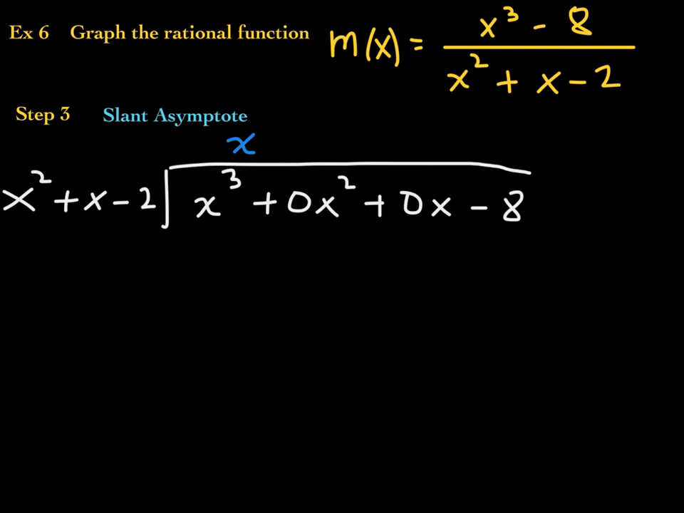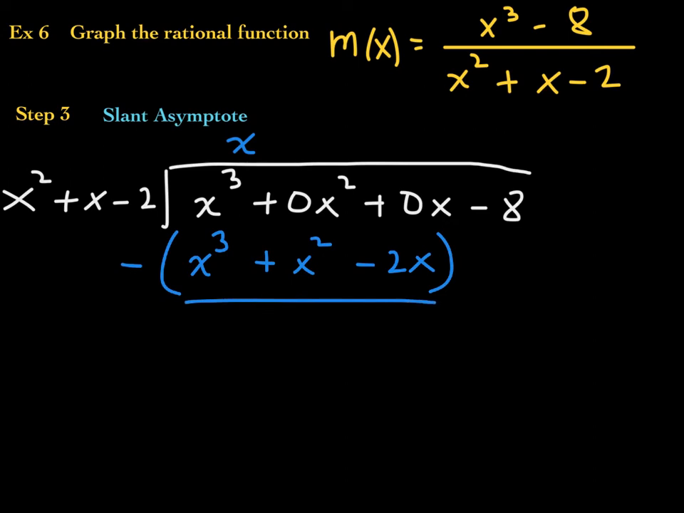Now it's time to multiply all of my divisor by x, okay? So let's do that. You'll get x squared times x, which is x cubed, x times x, which is x squared, negative 2 times x, which is negative 2x. Now we're going to subtract, and then remember how we distribute and add the opposite. So negative x cubed, negative x squared, positive 2x. This leaves us with negative x squared, positive 2x, and then bring down the minus 8.